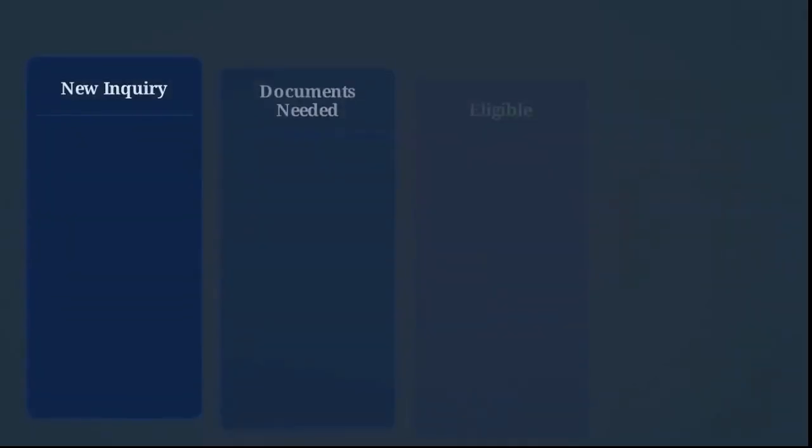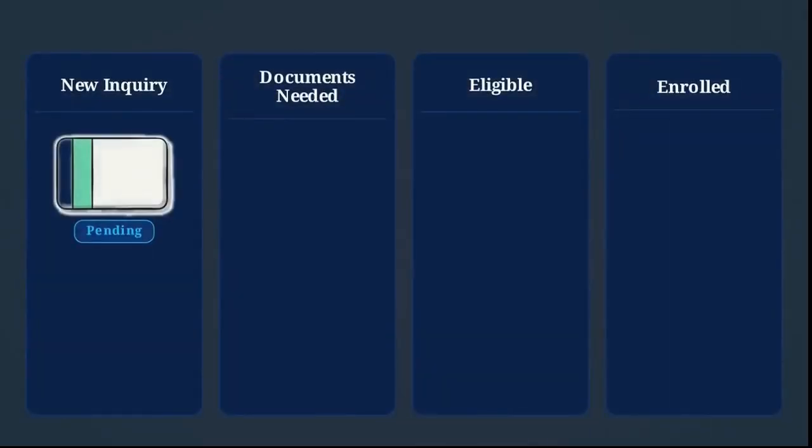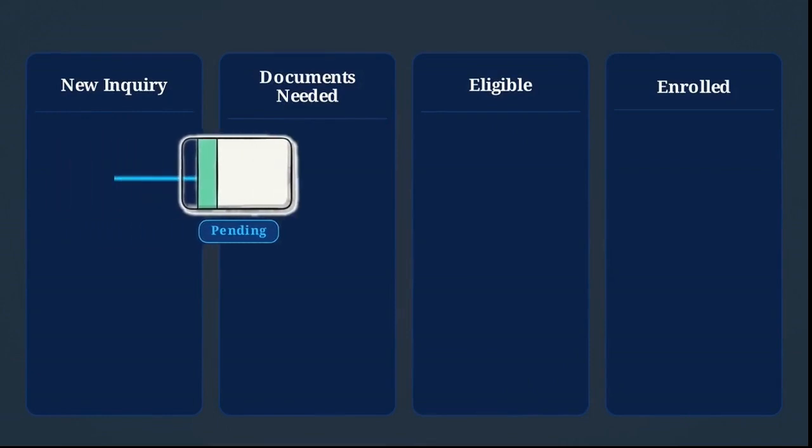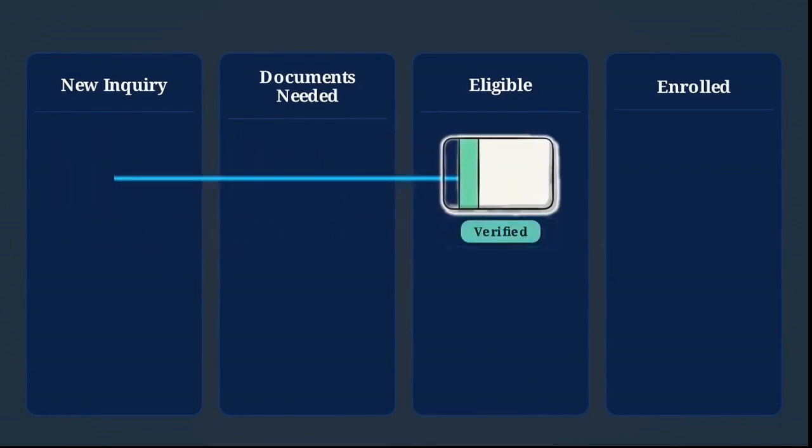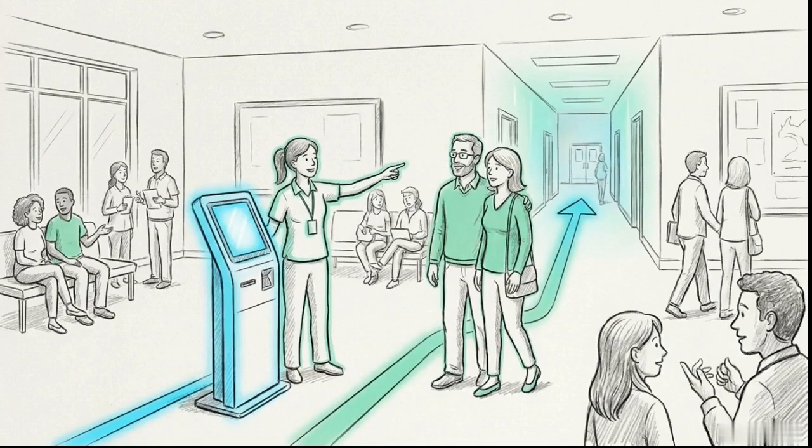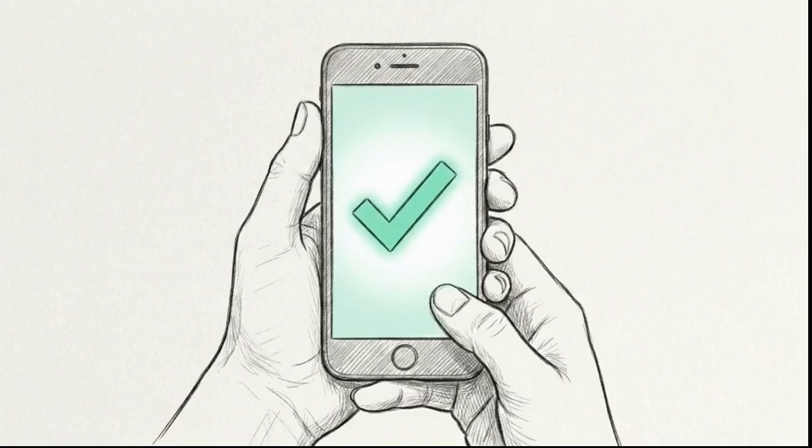To keep the pipeline organized, you set up tracking statuses. Labels like New Inquiry, Documents Needed, Eligible, and Enrolled keep everyone aligned. Automated tracking and clear communication work together to prevent participants from slipping through the cracks. It maintains engagement without requiring your staff to manually chase down every document.